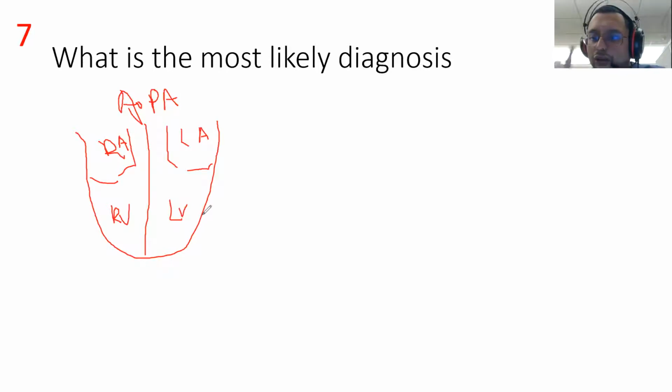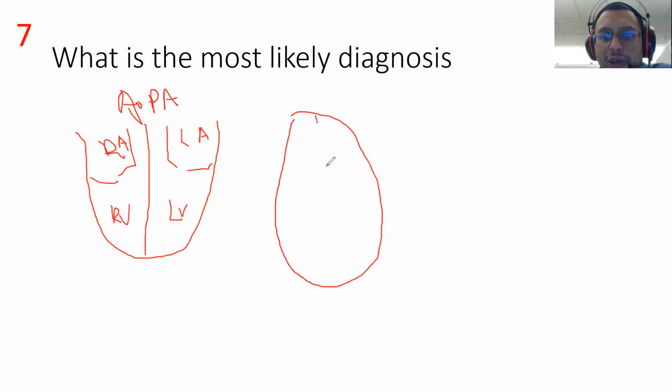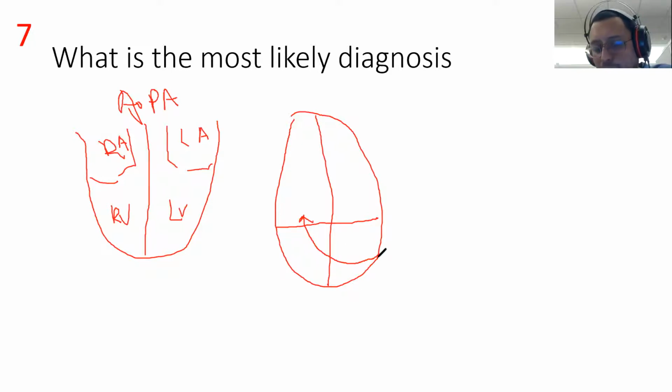So the first operation that they did before the 1980s is called the Mustard or Senning procedure. In the Mustard or Senning procedure, the blood is rerouted. So if this is your heart, let's say you do a simple one only. The blood that goes into the right atrium is rerouted to the left ventricle. The blood that goes into the left atrium is rerouted into the right ventricle, with a baffle inside the atrium. So this is what we call atrial switch.